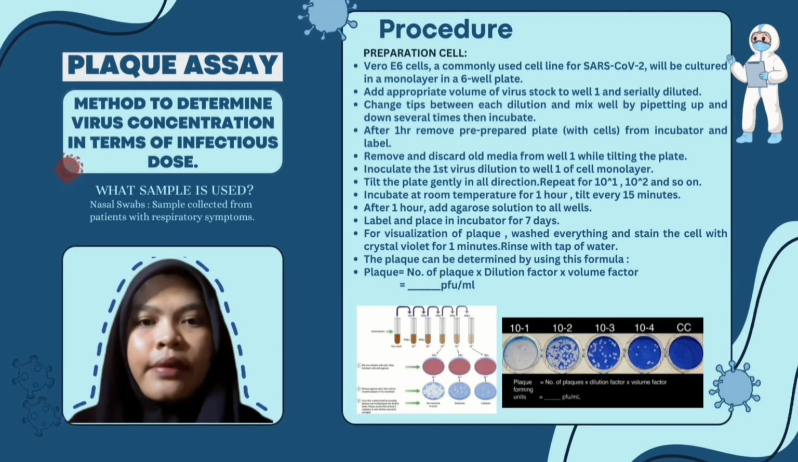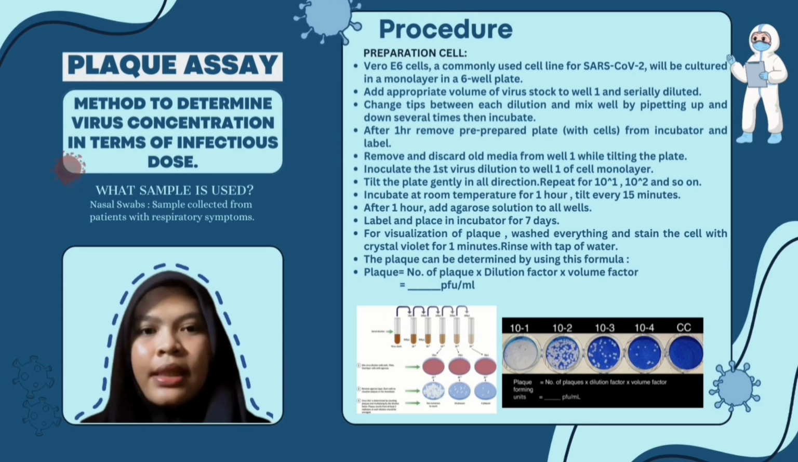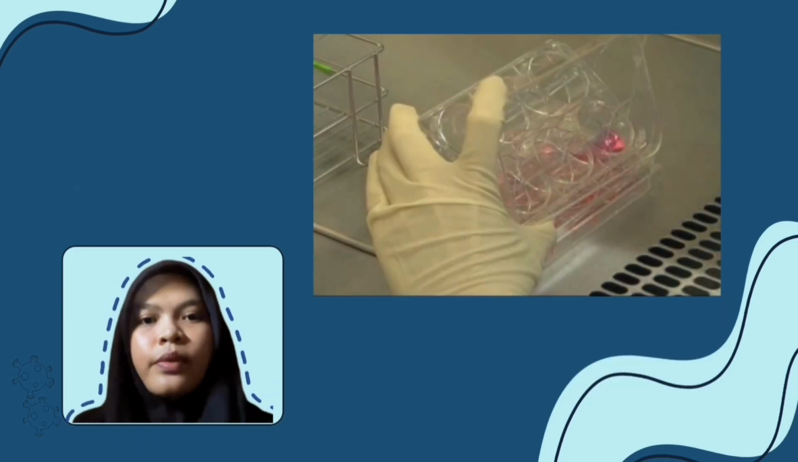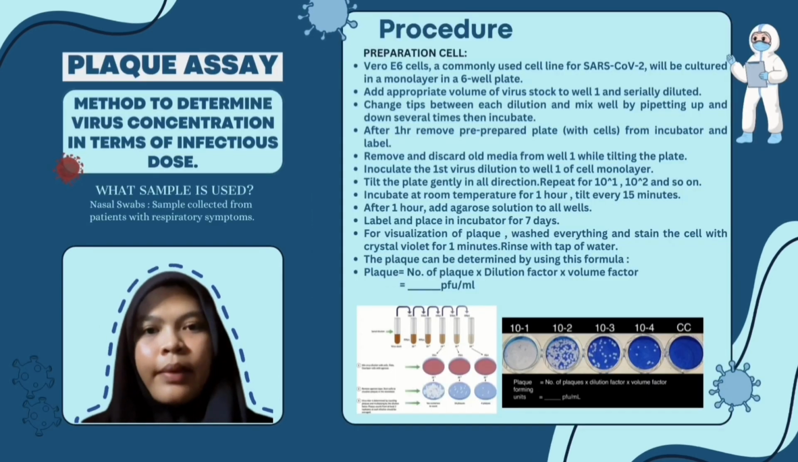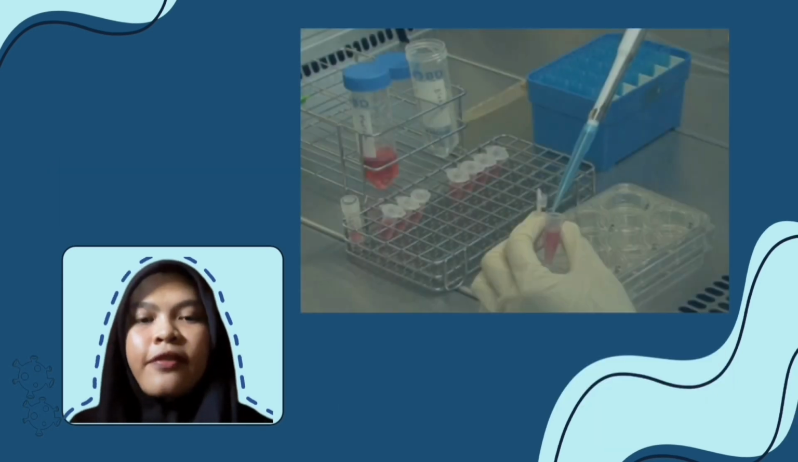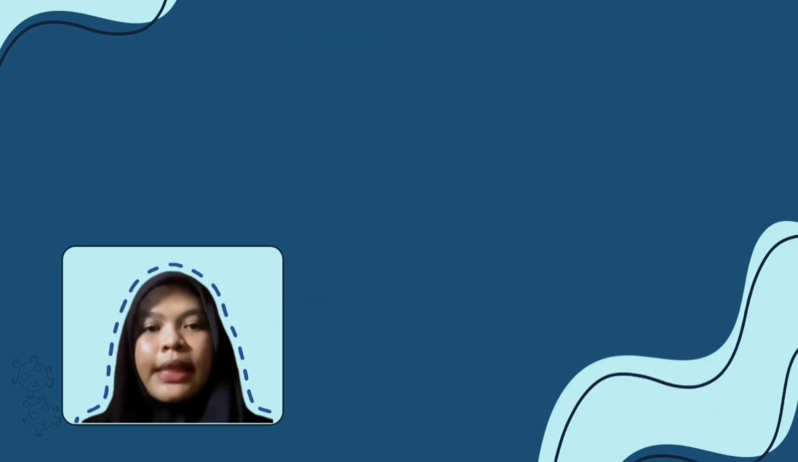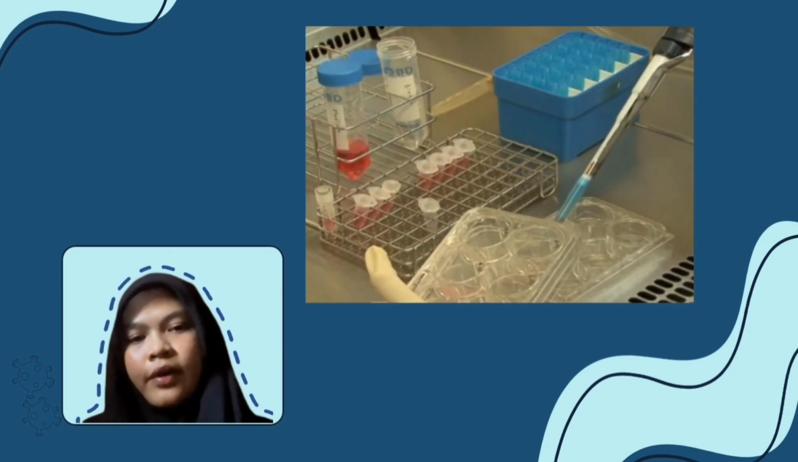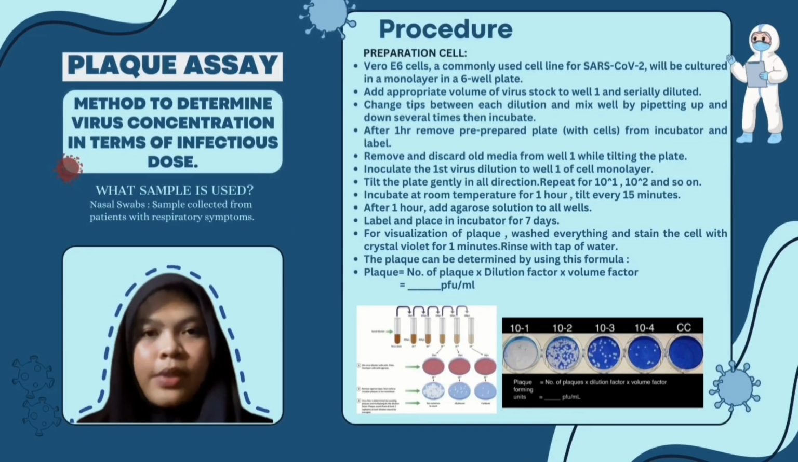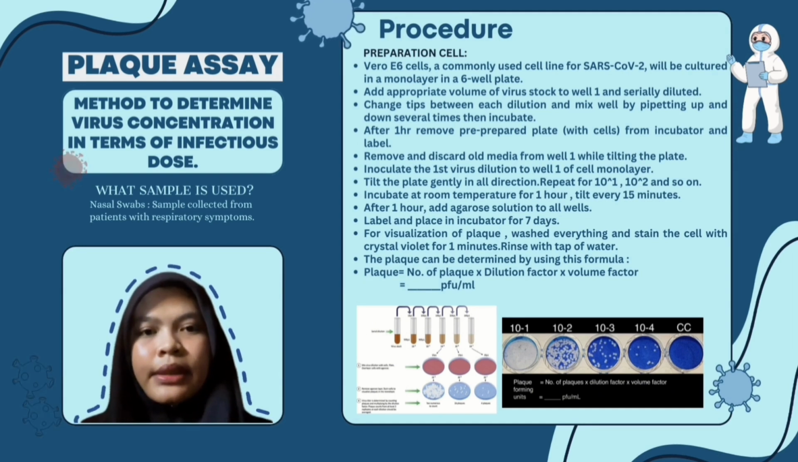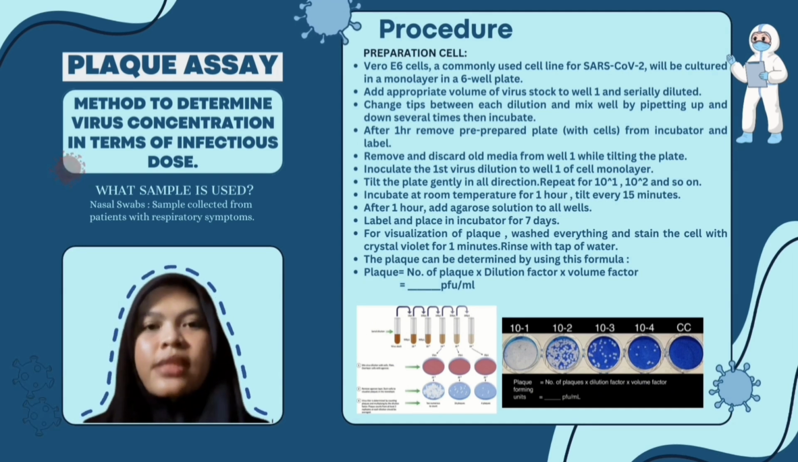So after 1 hour, remove the pre-prepared plates with cells from the incubator and label them with 10^-1, 10^-2 and so on. Next, we need to remove and discard old media from well 1 while tightening the plates. Inoculate the first virus dilution to well 1 of the cell monolayer. After that, tilt the plate gently in all directions. Repeat for every well. Incubate at room temperature for 1 hour but tilt them every 15 minutes. After 1 hour, add agarose solution to all wells, then label and place them in the incubator for 7 days.